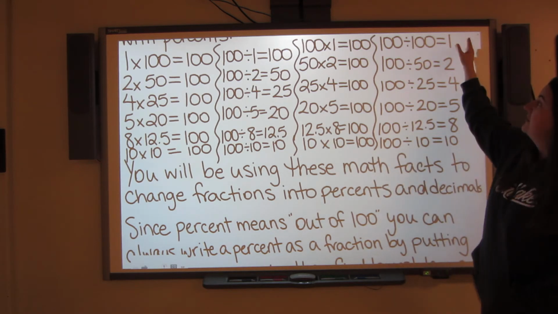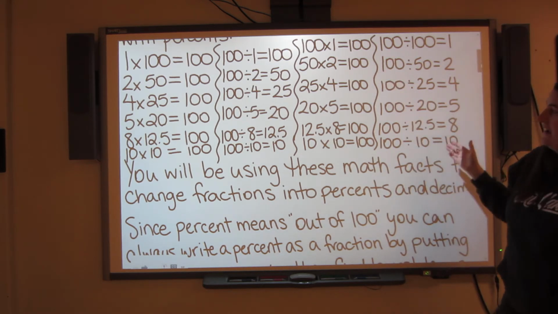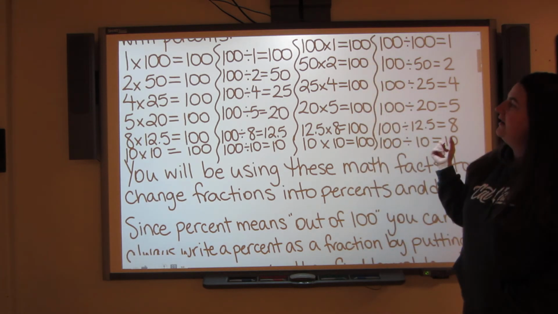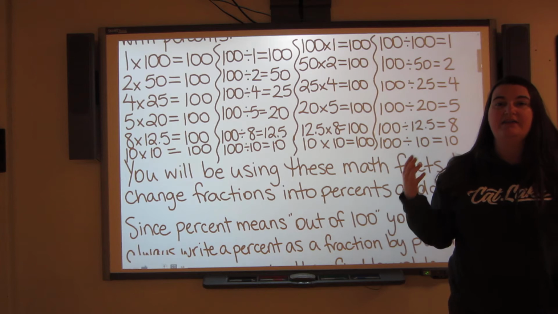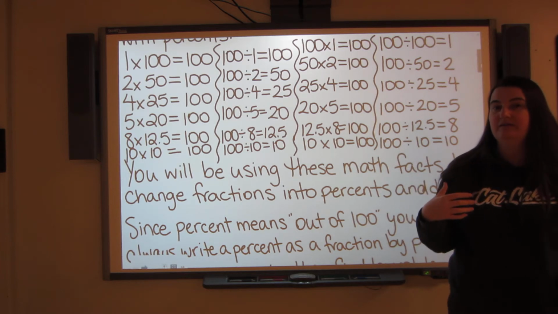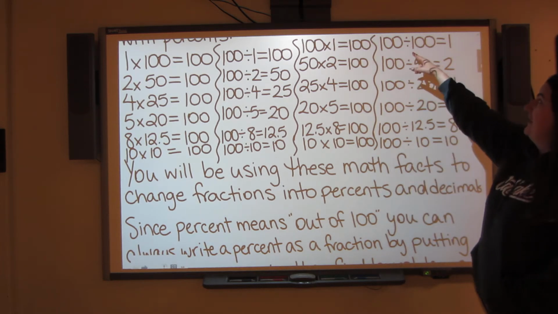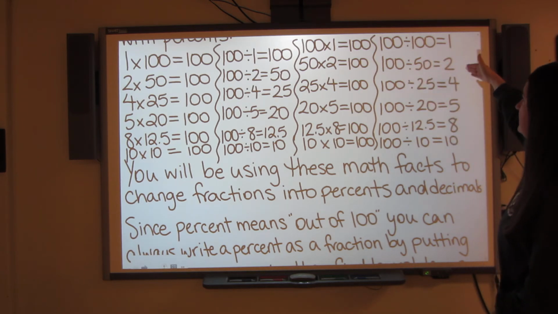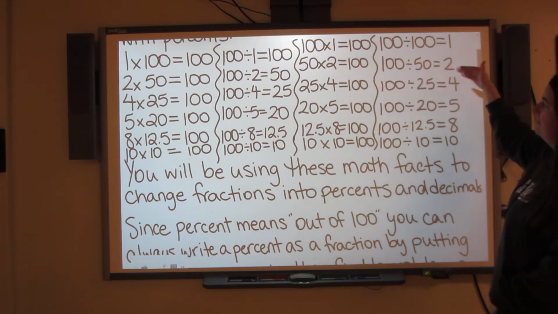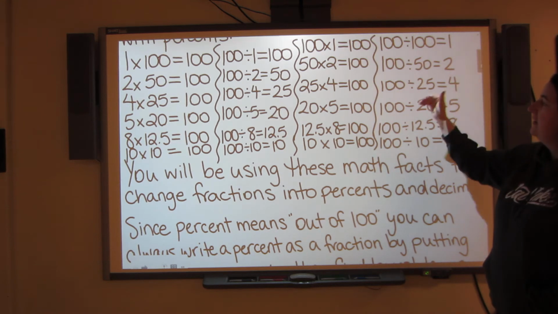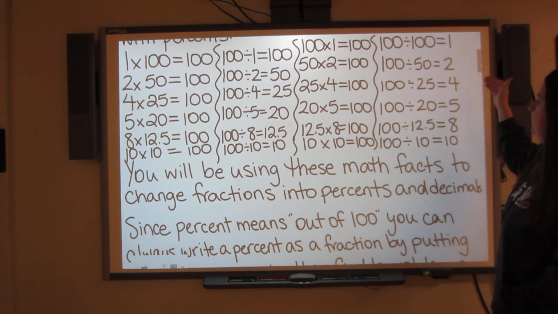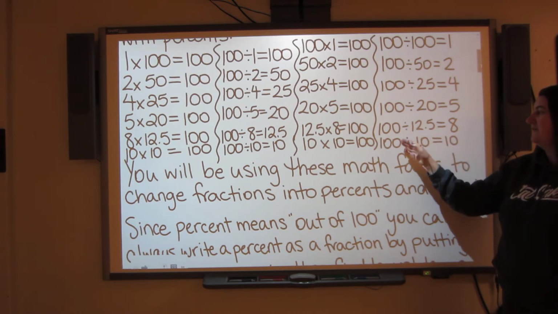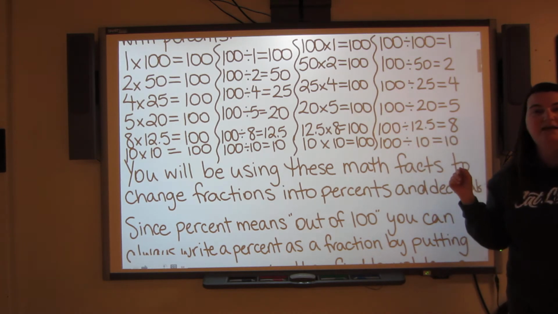And then these are the corresponding division facts that go with these multiplication facts. They all are similar in the way that they get you to 100. 100 divided by 100 is 1. 100 divided by 50 is 2. 100 divided by 25 is 4. 100 divided by 20 is 5. 100 divided by 12.5 is 8. And 100 divided by 10 is still 10.